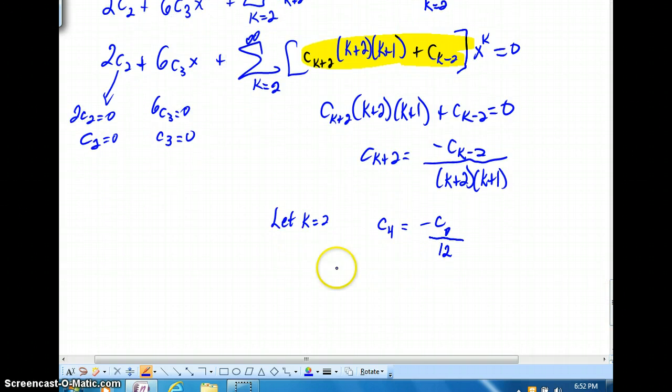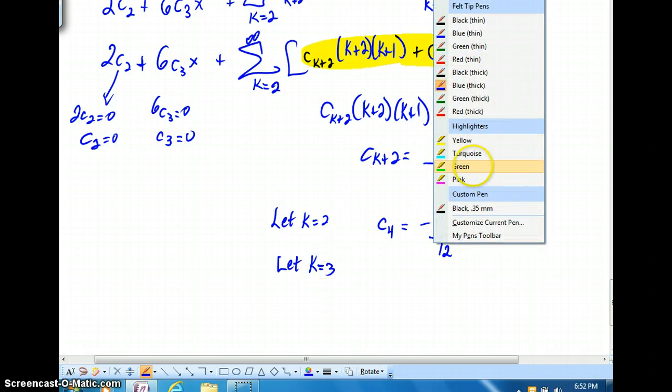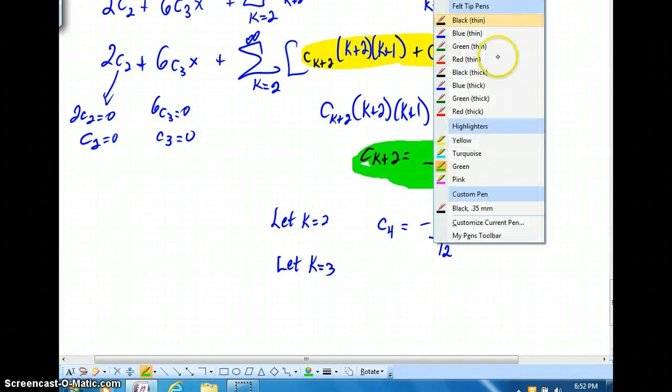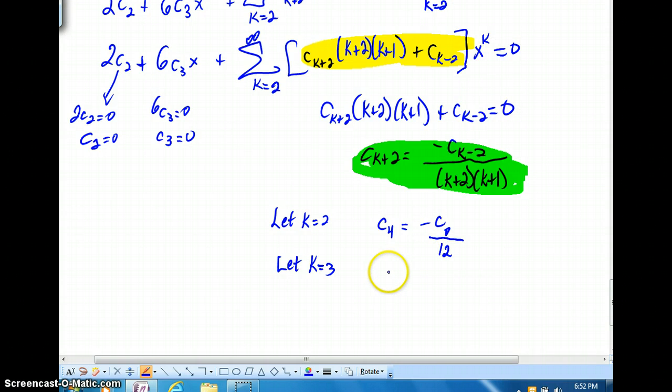Okay. Well, let's see. Let's let k equal 3. And again, this right here is what is going to generate all the values we're looking for. If I were to let k equal 3, we'd have c sub 5. 3 minus 2 is 1, so we'd have minus c sub 1. 3 plus 2 down below is 5. 3 plus 1 is 4. 5 times 4 is 20.